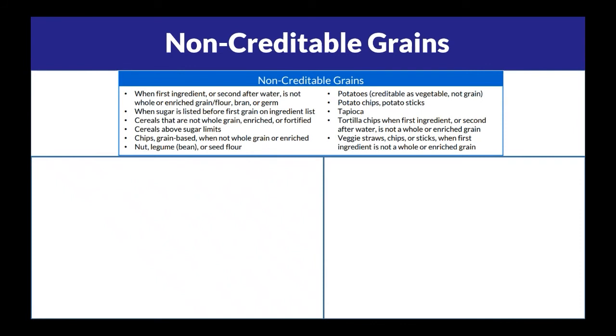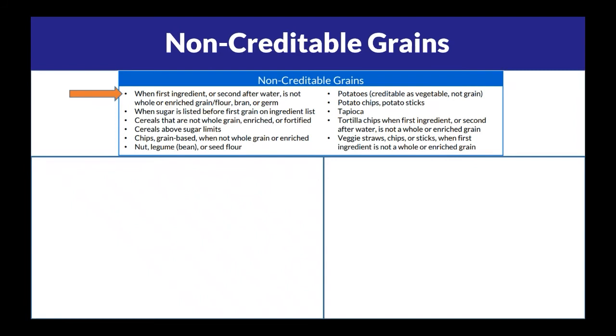So now we're going to talk about some non-creditable grains. Foods are not creditable as a grain when the first ingredient, or second after water, in the ingredients list is not a whole grain or flour, is not an enriched grain or flour or a bran or a germ, or if the food is not enriched with vitamins and minerals. So some organic foods fall into this category, as in the example on this slide.